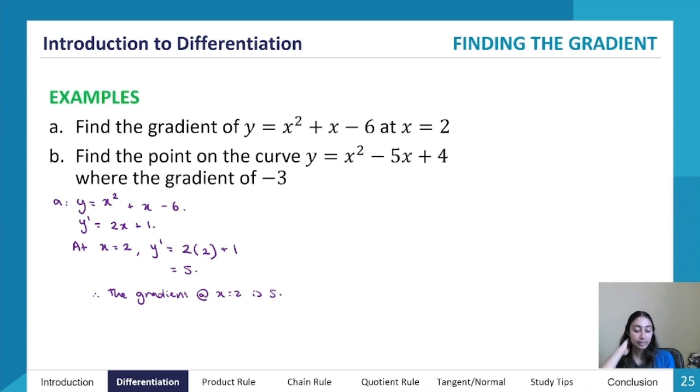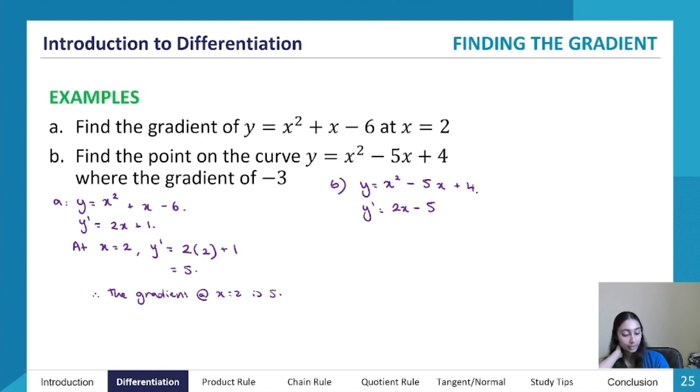Okay, let's go through this second question. Find the point on the curve y is equal to x squared minus 5x plus 4, where the gradient is minus 3. This is tricky because it's actually the inverse of what we just did. Okay, so B, y is equal to x squared minus 5x plus 4. I'm going to make my y dash function. So x squared becomes 2x, minus 5x becomes minus 5, 4 disappears into the ethers.